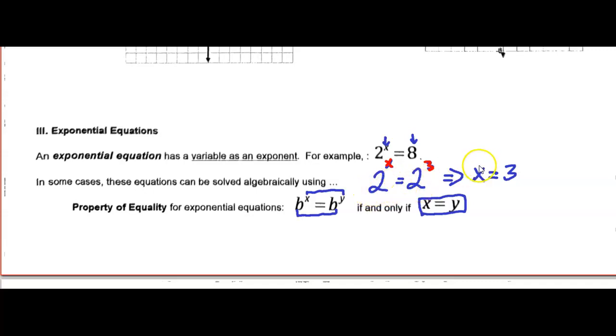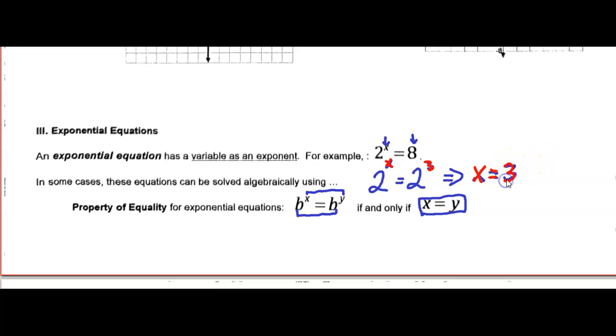If the bases are the same. The bases have to be the same. Now obviously, what if this was 9? Well, you could write it as 3 squared, but it's not the same base, and this whole process doesn't work. And we'll work on solving those equations when they're not the same base. That's where logarithms come in.